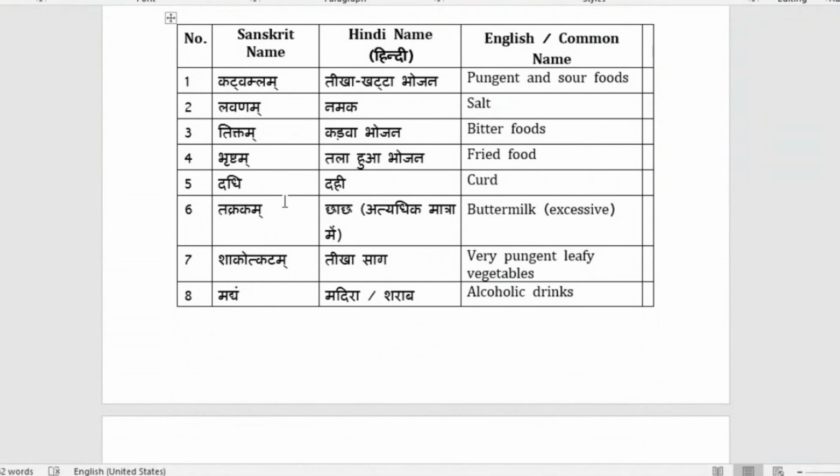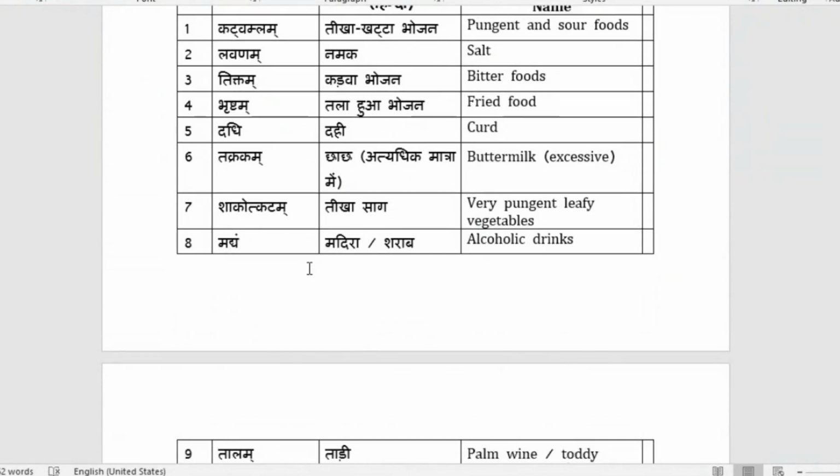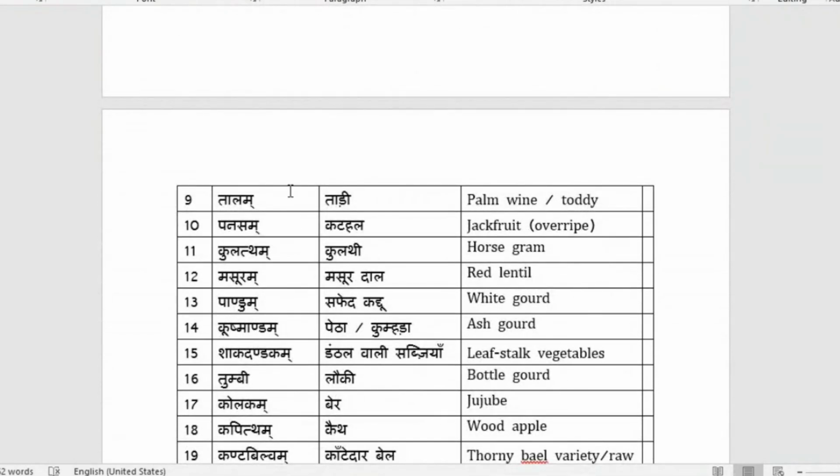Takra, that is buttermilk. Shakotkatam, that is tikha saag, very pungent leafy vegetables. Then is madhya, we know alcoholic drinks. Talam, that is tadi. Then is panasam. Panasam means katahal, that is jackfruit.